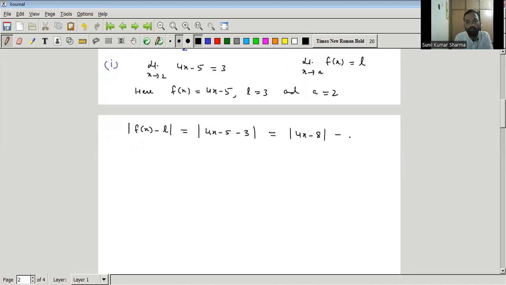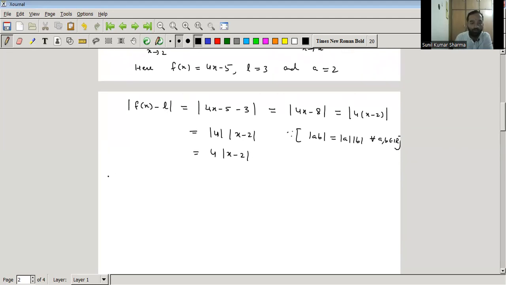And if we take 4 common, we get mod 4 into x minus 2, and that is equal to mod 4 into mod x minus 2, because mod AB equals mod A into mod B, for any real numbers A, B. And mod of 4 is 4, so we get 4 mod x minus 2. Now we estimate mod fx minus L, and we get 4 into mod x minus 2.